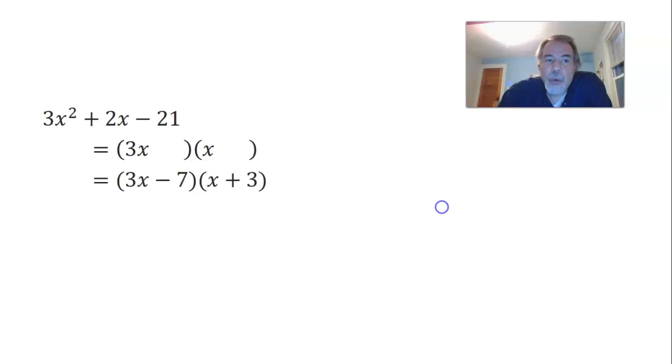And it turns out that what works is 3x minus 7 times x plus 3. We better check that. If I multiply that out, we get 3x squared plus 9x minus 7x, so there's your plus 2x, minus 21.